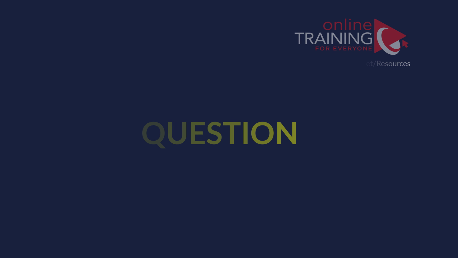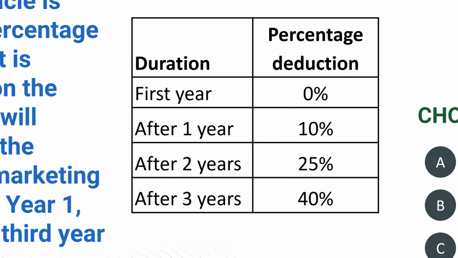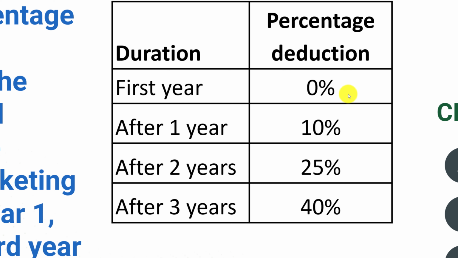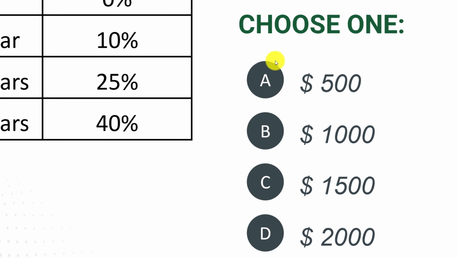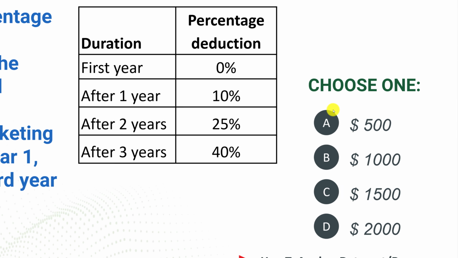Let's look at the question which is frequently used when you're applying for jobs with financial companies. Insurance company offers money if the vehicle is stolen, but the percentage of reimbursement is different based on a table. How much will the customer get for the vehicle with fair market value of $2,000 in year 1, but was stolen in the 3rd year after insuring? You have a table, and it shows that percentage deduction. In 1st year, there is no deduction. After 1 year, there is a 10% deduction. After 2 years, 25%. And after 3 years, 40%. And you have 4 choices: $500, $1,000, $1,500, and $2,000. Which one do you think is the right choice here?